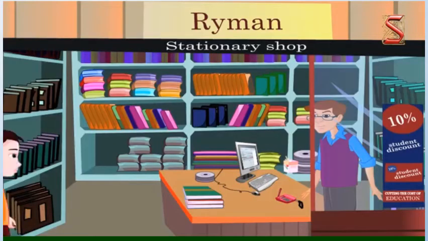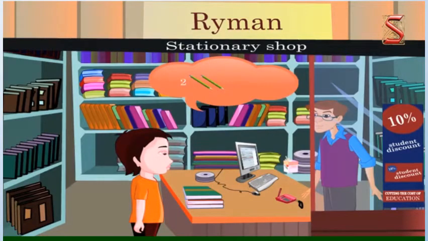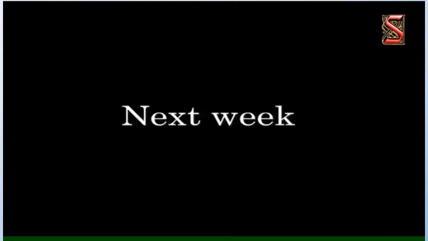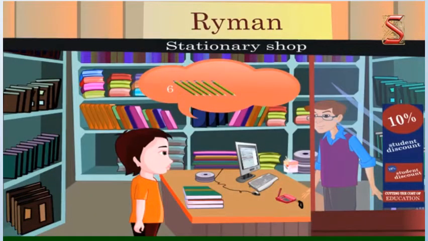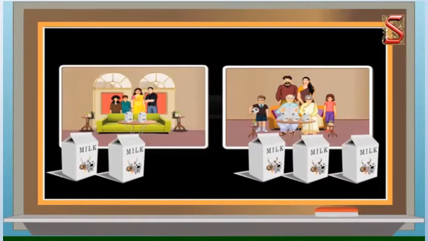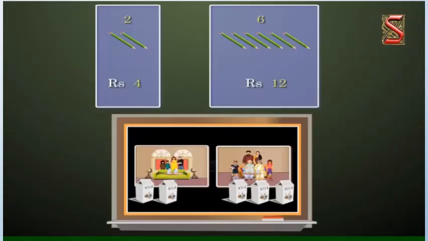Let us consider a different situation. Sunil goes to the stationery shop to buy 2 pencils. The 2 pencils cost him rupees 4. Next week, Sunil goes to the stationery shop to buy 6 pencils. The 6 pencils cost him rupees 12. In the first situation, when the number of family members increases, the consumption of milk increases. In the second situation, when the number of pencils bought was more, the total cost increases. These are the different situations we come across in our day-to-day life.